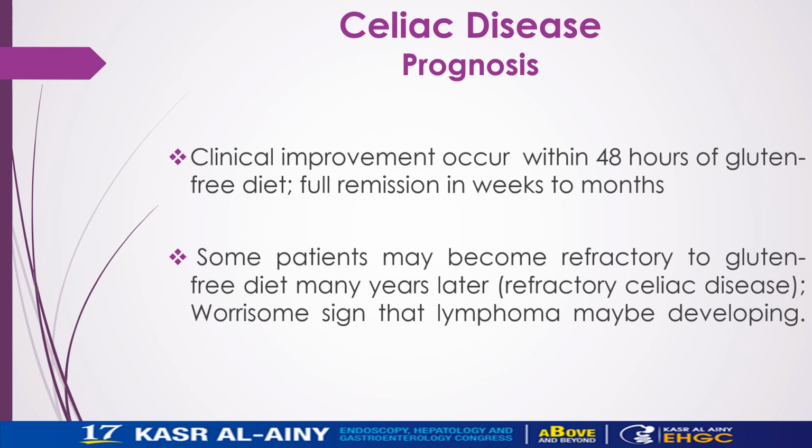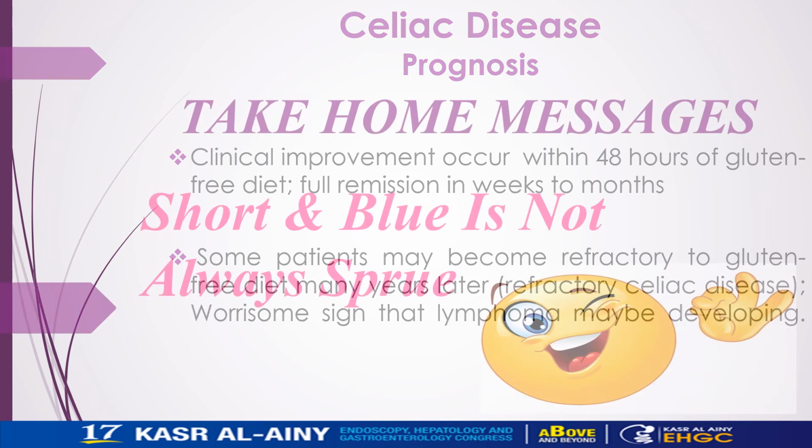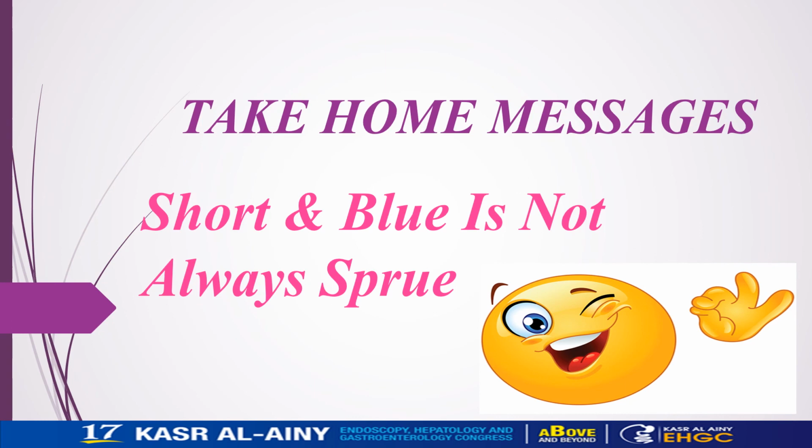Some patients may become refractory to a gluten-free diet many years later, called refractory celiac disease, while some signs suggest that lymphoma may be developing. Take-home message: short villi are not always sprue, which means not all short villi and intraepithelial lymphocytosis is celiac sprue.